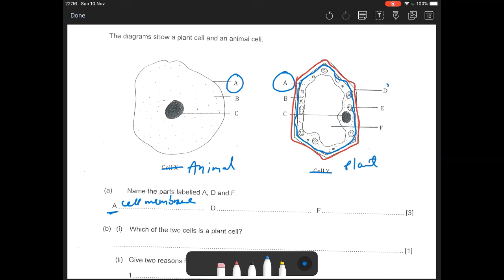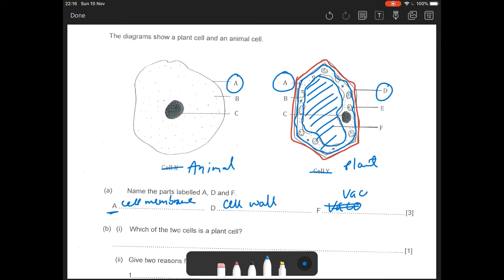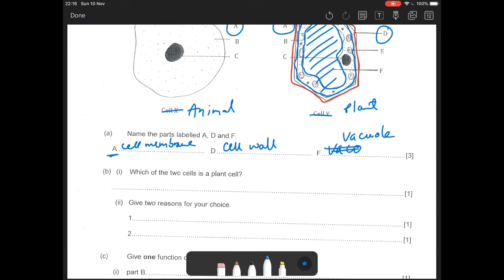D, not in the animal cell, it's pointing to the layer around the outermost of the other cell, the plant cell there. That is now the cell wall. And F is this space in the middle, okay? The space in the middle of this plant cell over here. That is the vacuole. Not the nucleus, as some of you said. C is the nucleus, this bit here.